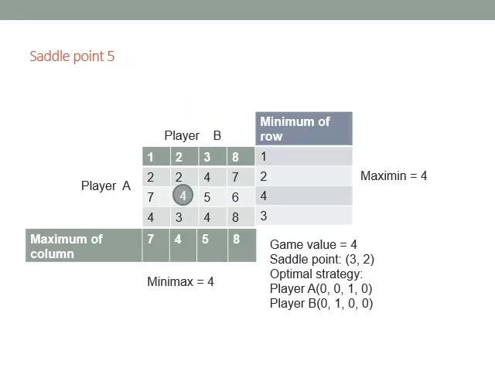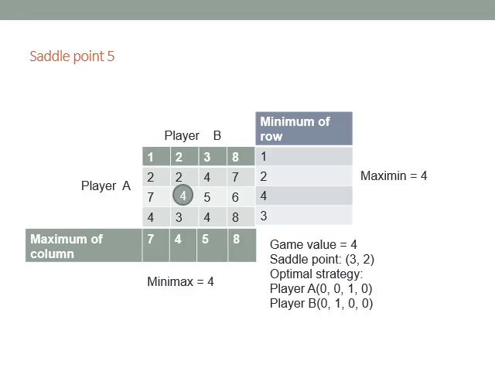Saddle point 3, 2 players. Player A has 4 strategies, as well as player B has 4 strategies, because each of them has 4 rows or 4 columns.